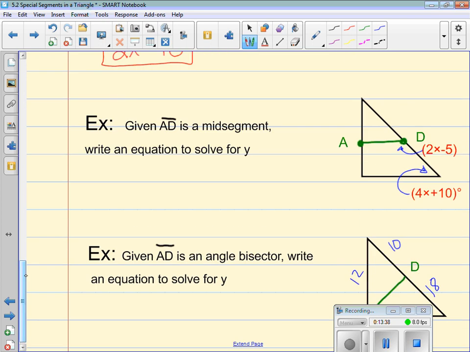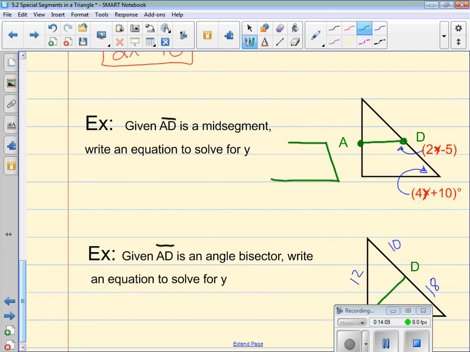Or almost last one. Given AD is a mid-segment, write an equation to solve for y. So in my haste, I'm trying to get this done. These are y's here. Very good. Okay, they're angles. So we learned in the characteristics of mid-segments that they create parallel lines. So if you look at it, I have this parallel line and this parallel line. Draw this over this way. And then we have this transversal, that one side.